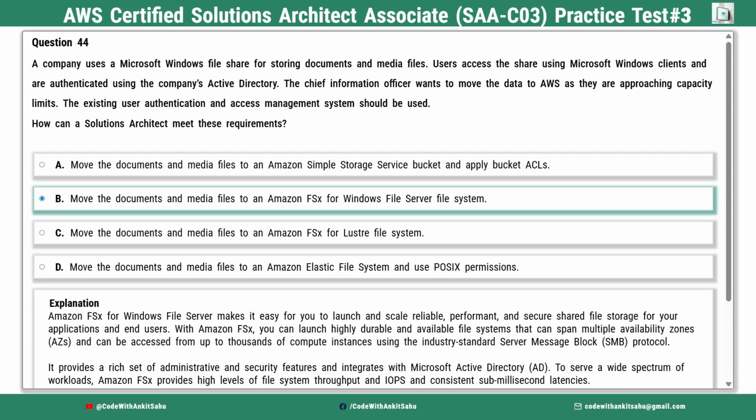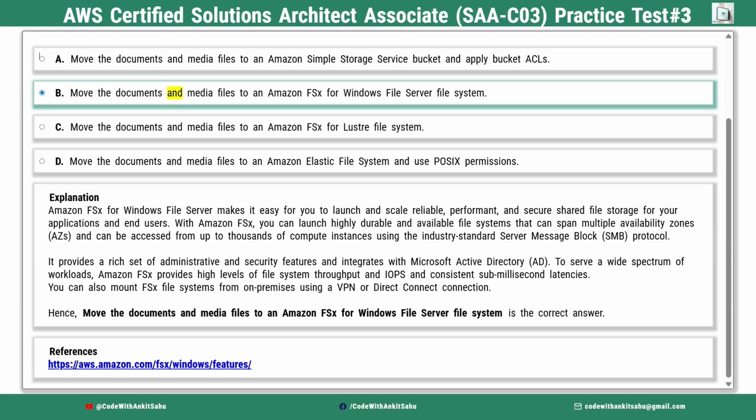Correct answer. Option B. Move the documents and media files to an Amazon FSx for Windows File Server file system. Explanation: Amazon FSx for Windows File Server makes it easy for you to launch and scale reliable, performant, and secure shared file storage for your applications and end users. With Amazon FSx, you can launch highly durable and available file systems that can span multiple Availability Zones, AZs, and can be accessed from up to thousands of compute instances using the industry standard Server Message Block, SMB, protocol.